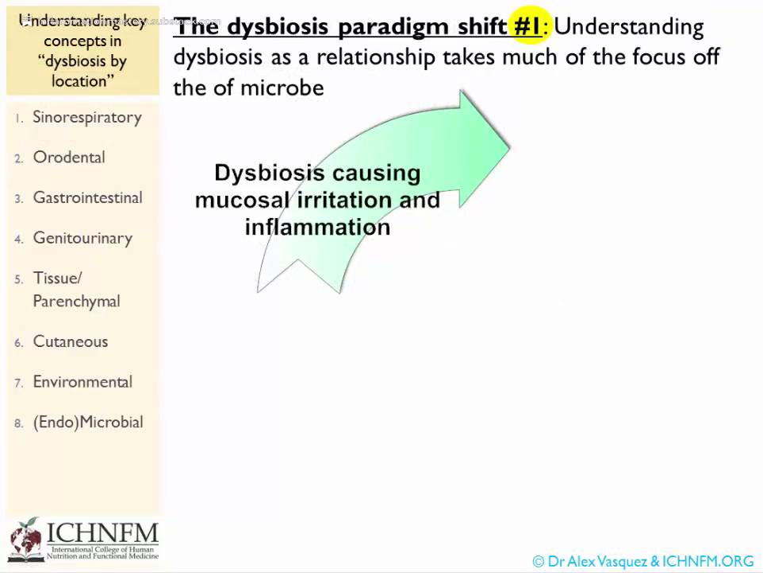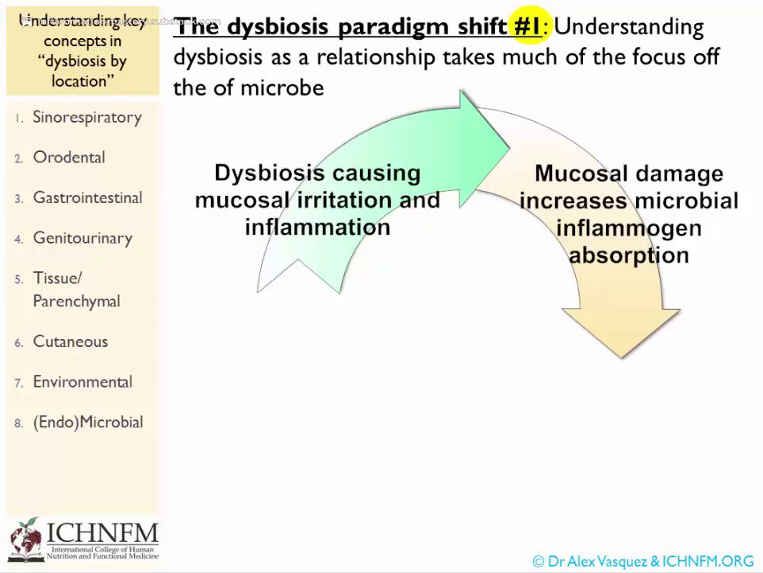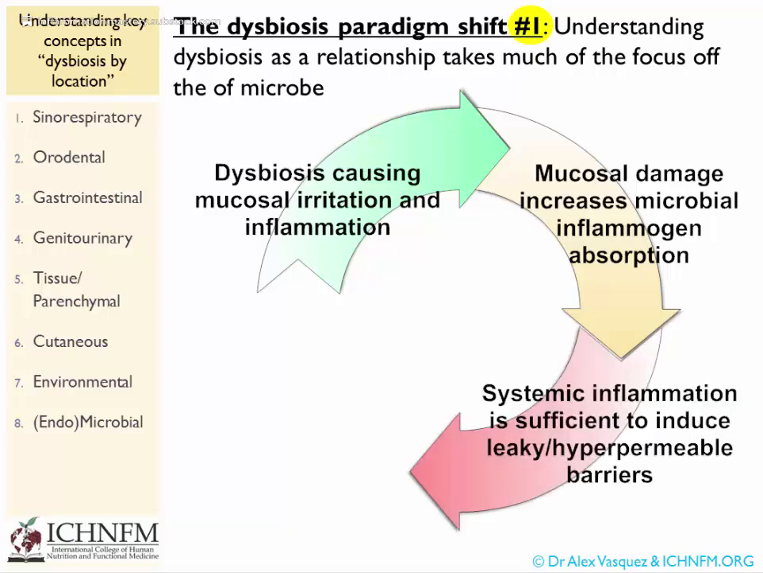I showed you this image previously. I call this dysbiosis paradigm shift number 1. We know that dysbiosis causes mucosal irritation and inflammation that increases the absorption of those microbial antigens. And of course, you can see what we're doing here is developing a vicious cycle where dysbiosis causes the absorption of more microbial antigens through tissue irritation.